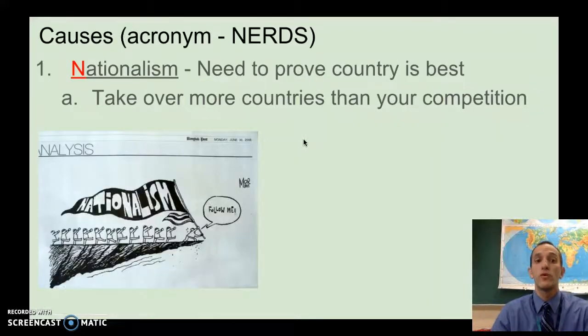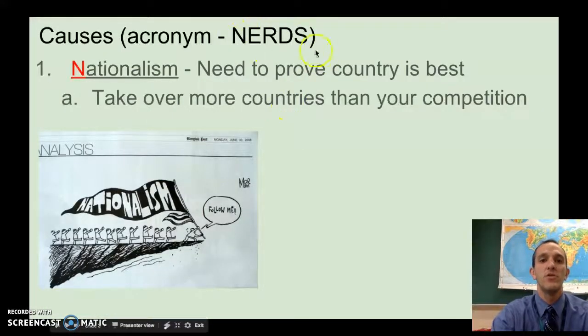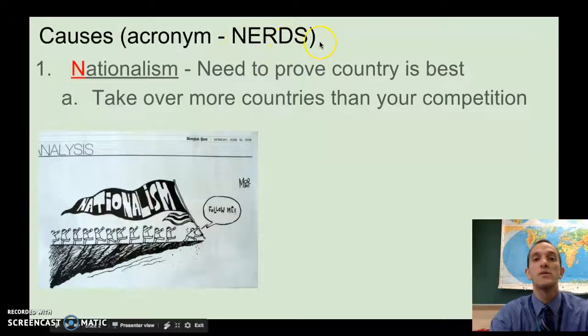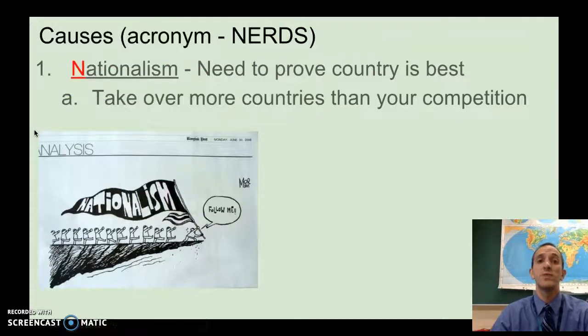So there are 4 real causes. I use the acronym NERDS, just to help people remember, and each of these letters is going to stand for a different cause of imperialism. The first one is N, which is nationalism. Each of these European countries believes that they are the best. Remember, nationalism is pride in your country or desire for your own country.